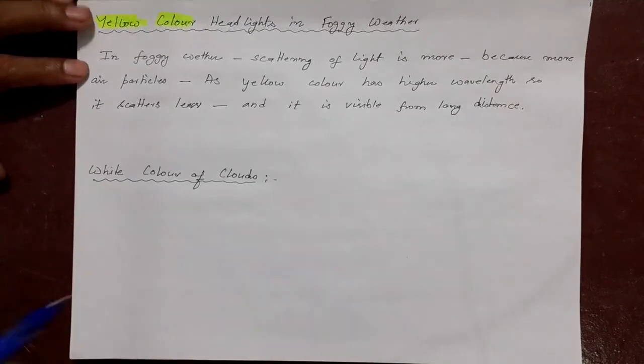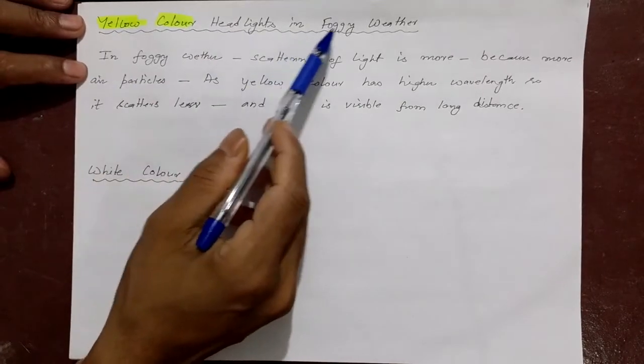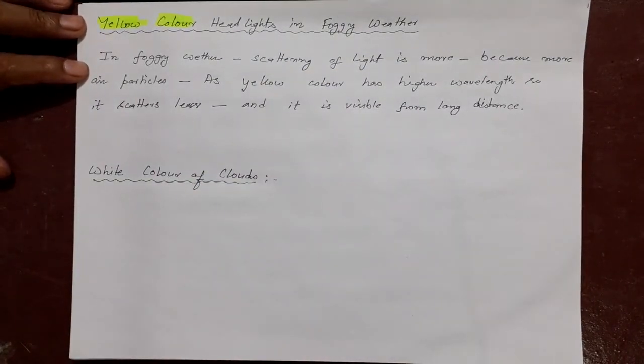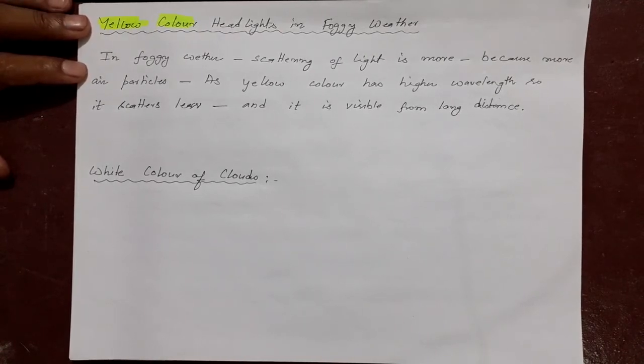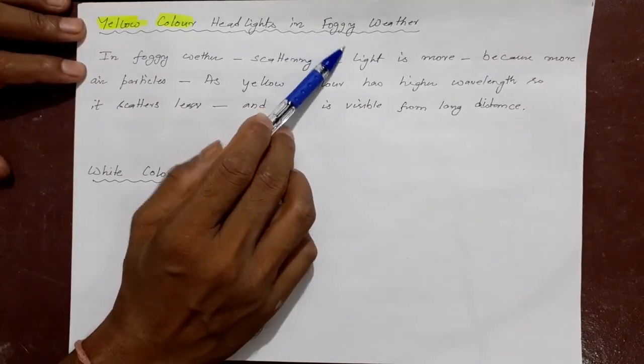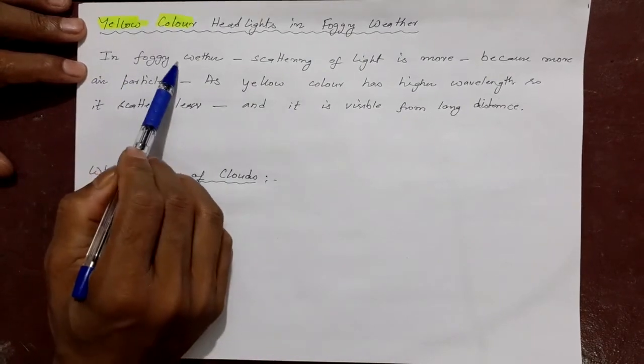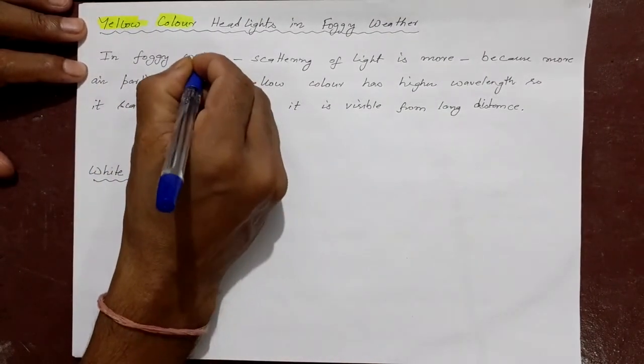This next application is also related to the previous one. Yellow color headlight in foggy weather. You have seen in vehicles they use extra light, particularly those which travel at night. They are traveling in the foggy season, winter season maybe. During that time they will use the yellow color headlight. In foggy weather what happens?